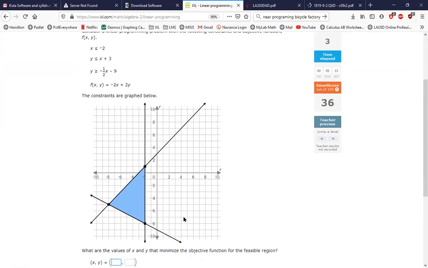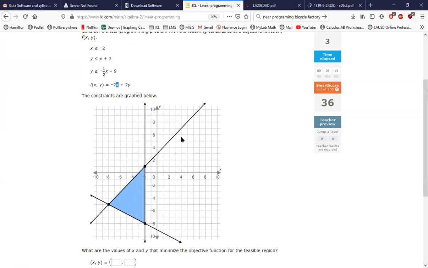The same question here, similar. They're going to ask me this time, what is the x and y point to minimize the objective function? Now, if you look here, you want to be careful, because if I plug in x is negative 8, doesn't a negative 8 and a negative 2 become a positive? So this one isn't as easy to look at.